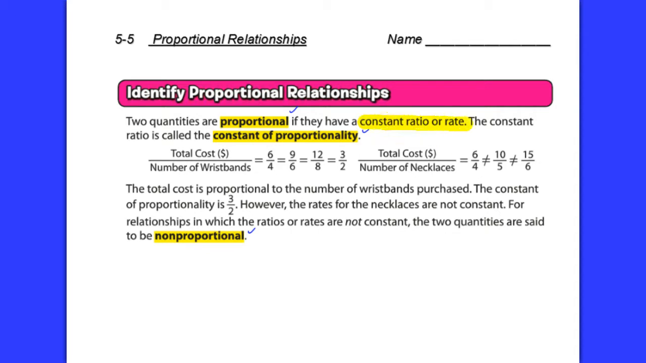If they are proportional, only if they are proportional, then they have something called the constant of proportionality. And if they're not proportional, then it's just not proportional. And simply put, you're going to be able to identify those three things for me.